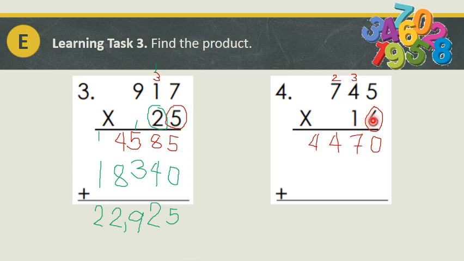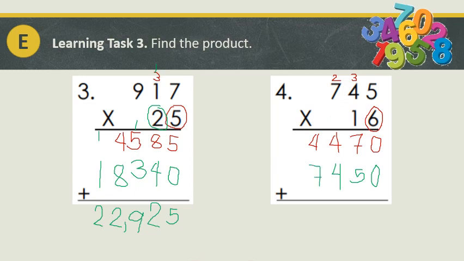Then, after natin dito sa 6, na-multiply na natin siya sa 5, sa 4, and sa 7. So, dito na tayo sa tens place, which is yung 1. Lagay ulit tayo ng 0 dito para alam natin na nasa tens place na tayo. So, 1 times 5 is 5. 1 times 4 is 4. Then, 1 times 7 is 7.